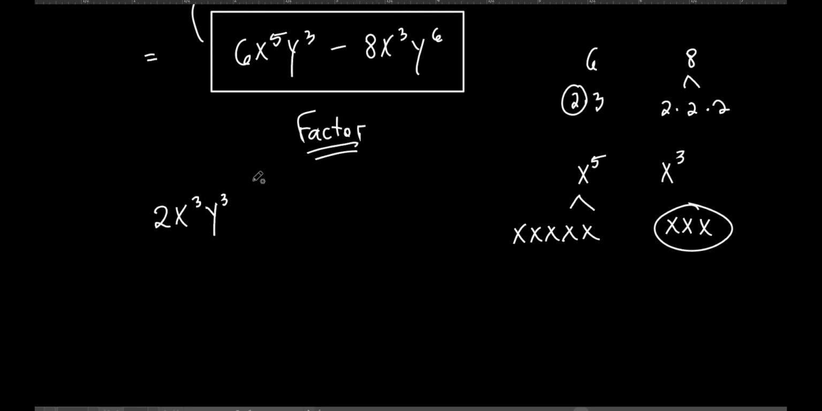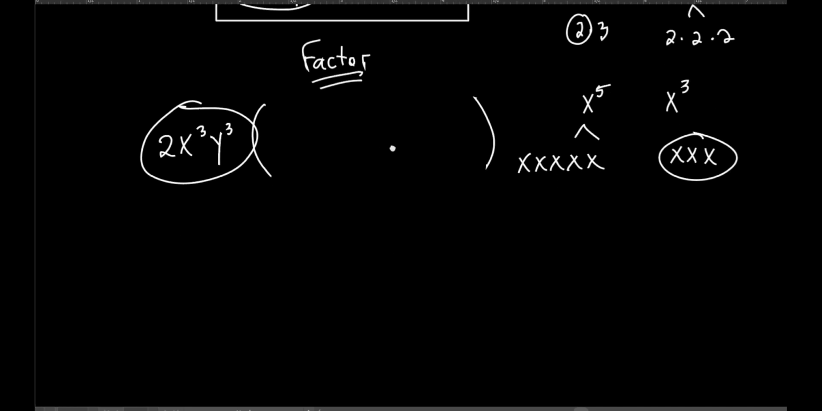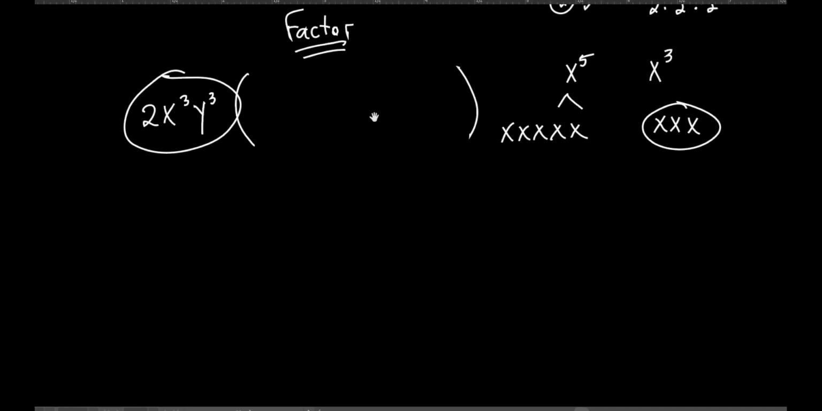So I'm going to put a parentheses there and find out what's going to be left inside the parentheses. Look, what did we do to get 6x to the 5th y cubed? What did I do to those two things to get this? I multiplied, right? I went from here to here by multiplying, but if I go backwards, what am I going to do? I'm going to divide. That's the key. So when you factor something out, you're dividing it out.